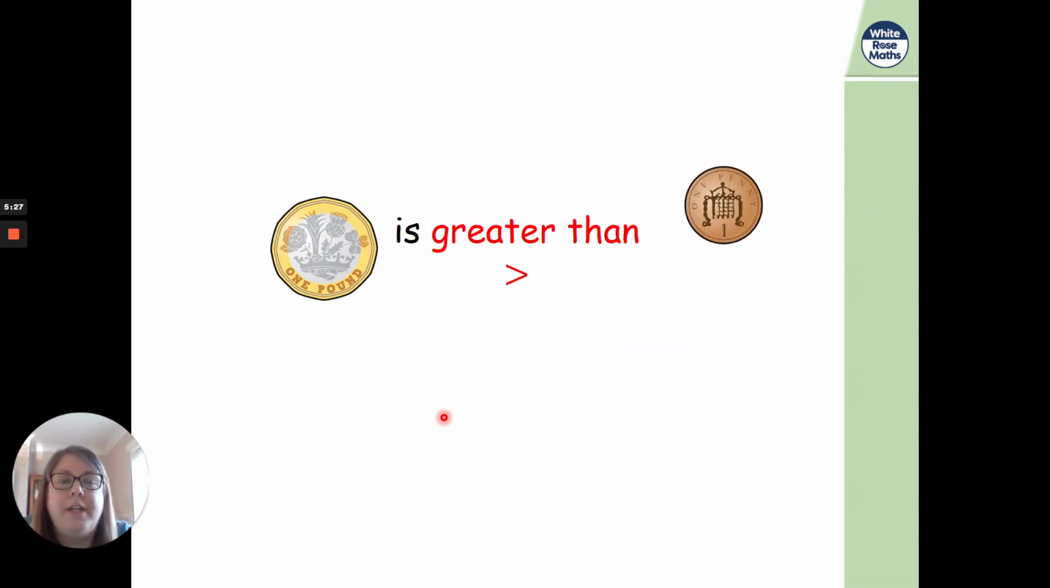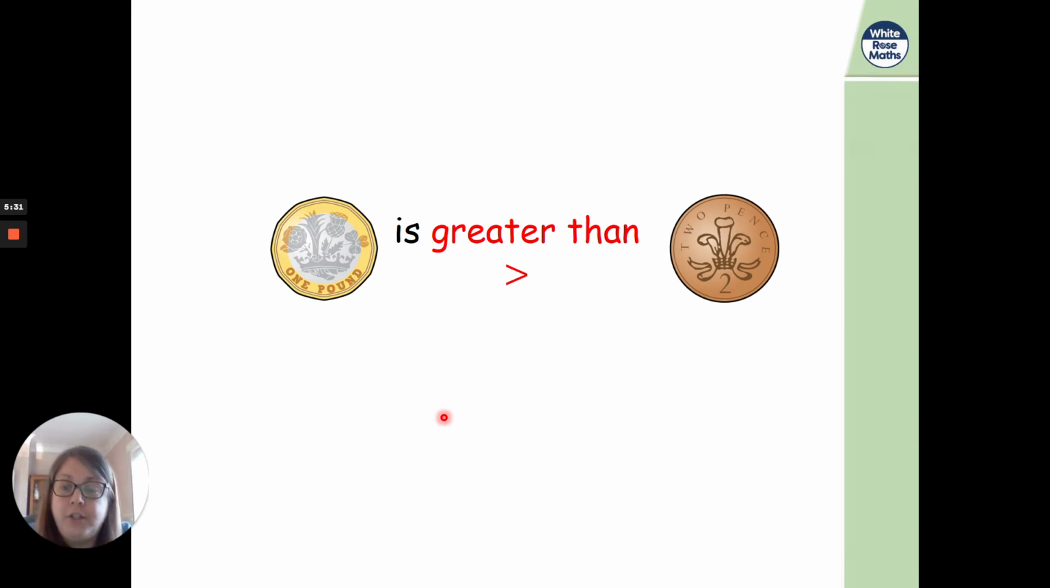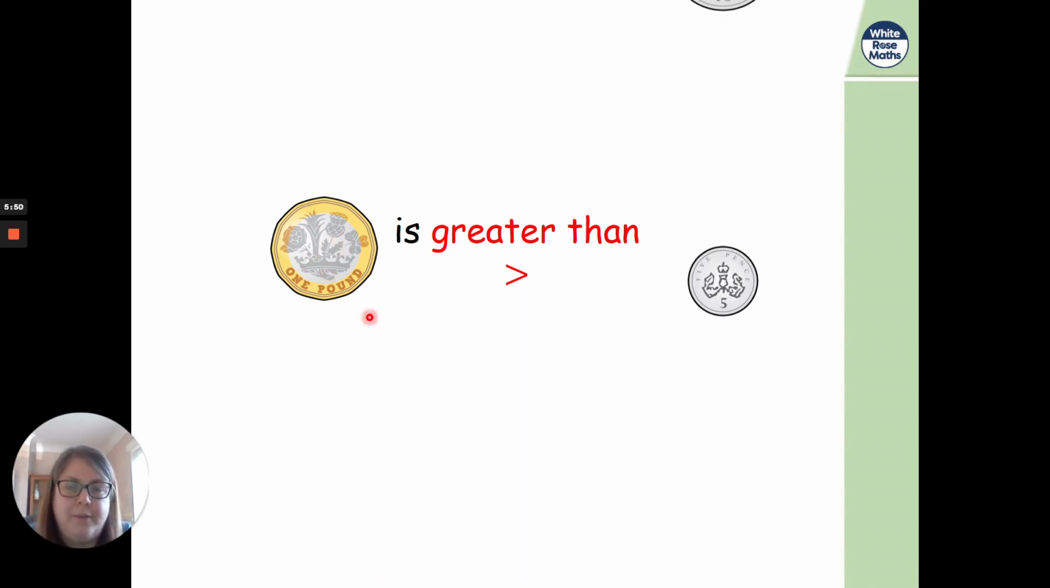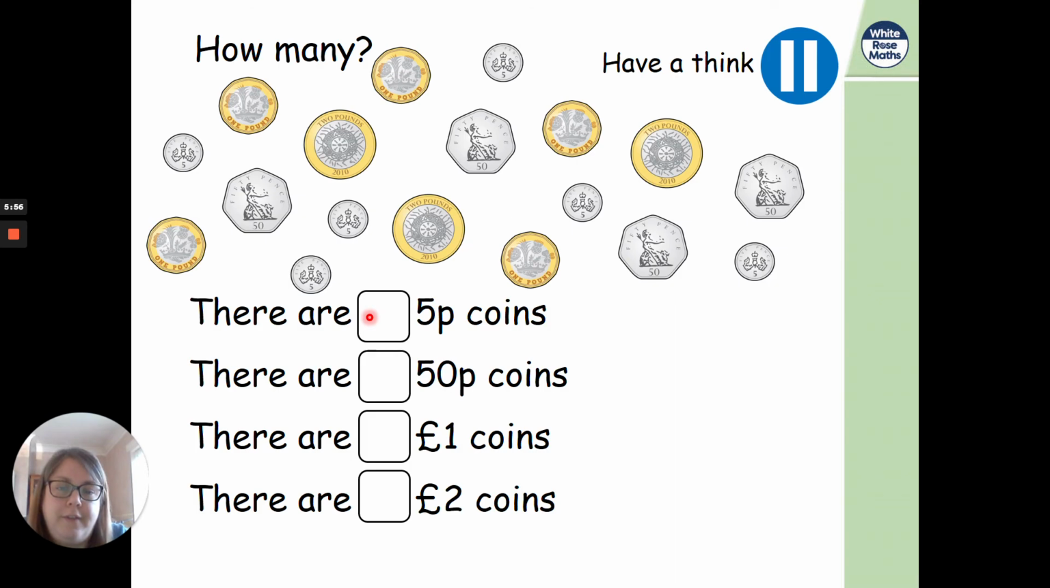So £1 is greater than 1 penny. £1 is greater than 2 pennies. £1 is greater than 5 pennies. So even though that says 1 and that says 5, that is still bigger because remember it's worth 100 pennies, isn't it? Okay, so we don't say 100 pence, we say £1. So it's just remembering that as well. £1 is greater than 10 pence, £1 is greater than 20 pence, and £1 is greater than 50 pence.